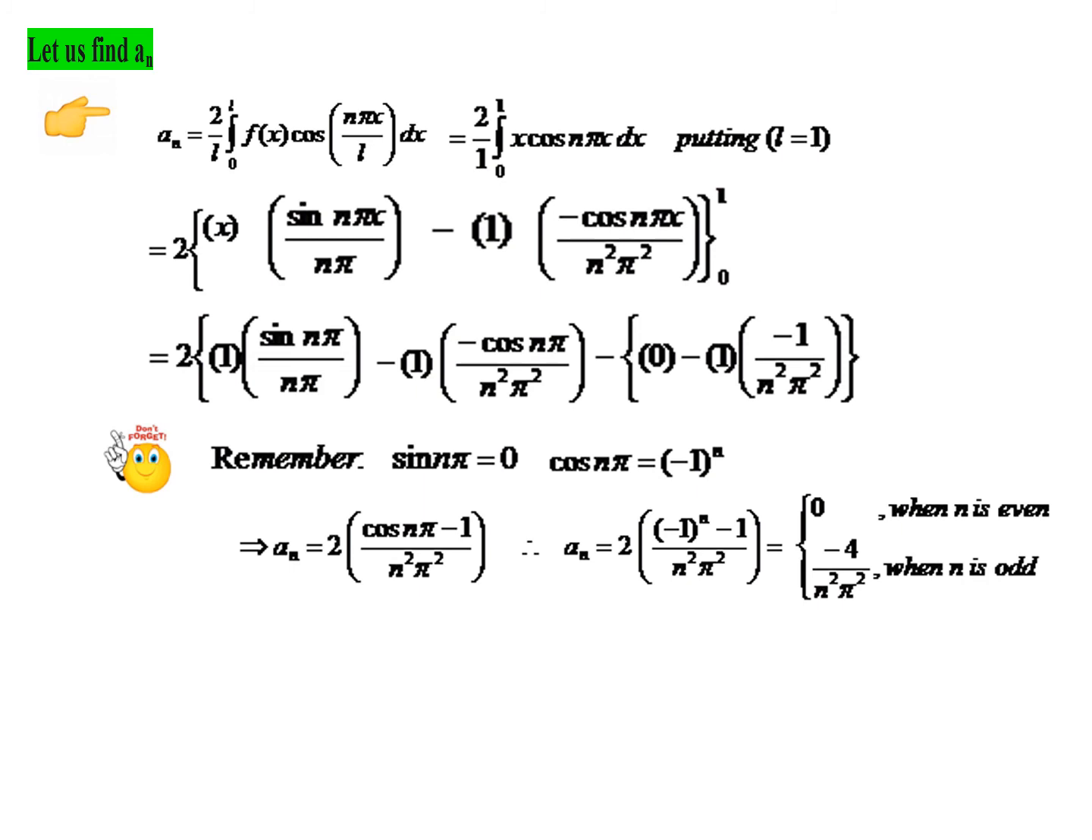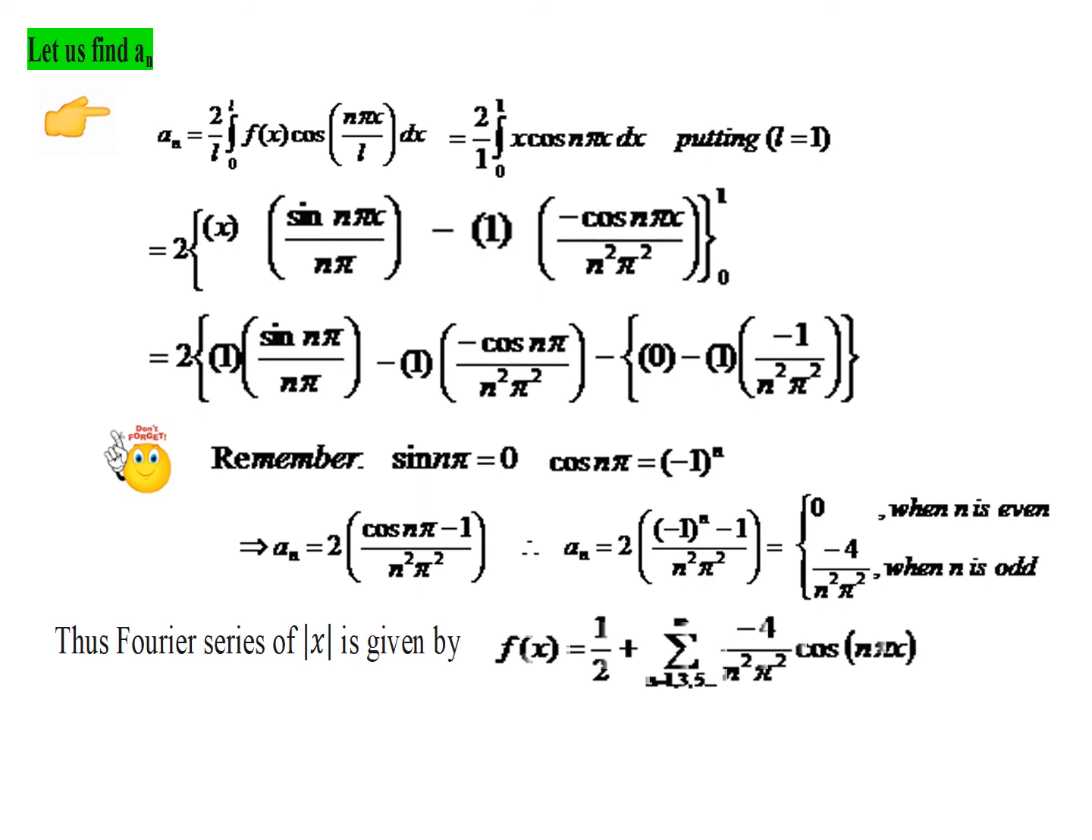minus 1 power n minus 1, it will be 0 for even integers, in this case 2, 4, 6, etc. When you put, you get plus 1. So 1 minus 1 will be 0. So the an answer will be 0 whenever n takes even integers. So that is why we have like this. And when n is odd, we will have in the numerator minus 2. So totally minus 4 divided by n squared pi squared.